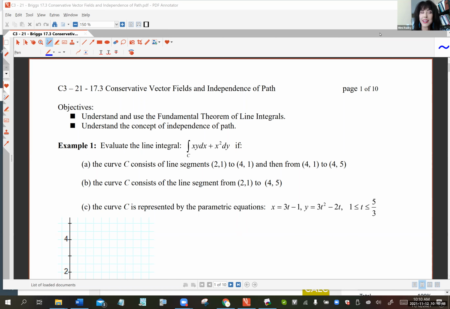We're going to be doing independence of path with vector fields, and that includes the fundamental theorem of line integrals. Wow, really powerful theorem. You're going to love this. This is really exciting stuff. Okay, but first, we're going to be doing some review of some line integrals.